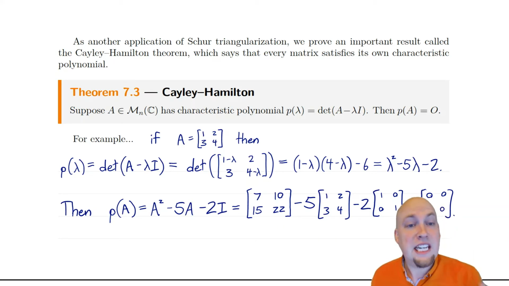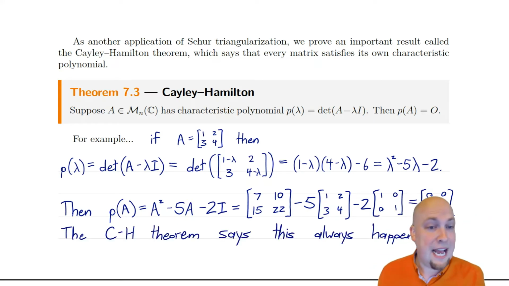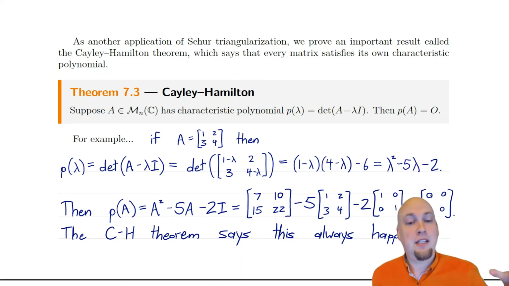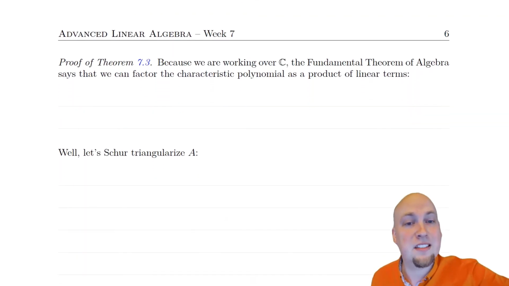The magic of the Cayley-Hamilton theorem is that this always happens. No matter what square complex matrix you start with, if you plug a matrix into its own characteristic polynomial, you always get the zero matrix popping out on the right-hand side. All right, so let's see where this comes from. Let's prove this theorem.